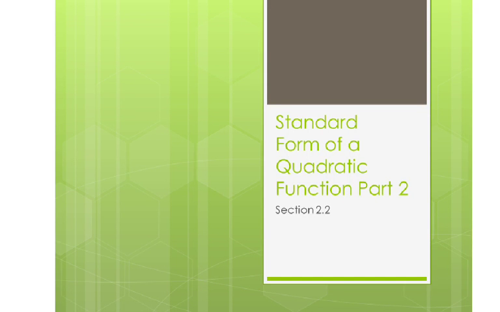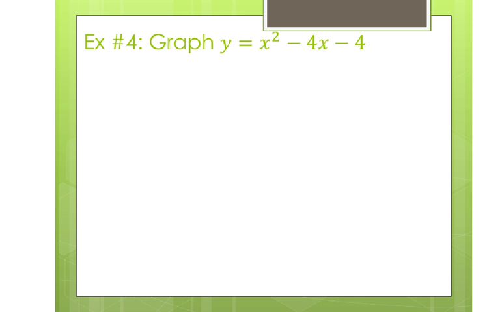So we're going to continue with the second part of the standard form of a quadratic function notes. On example 4 and 5, we're going to look at sketching graphs. Example 4 says we want to graph y equals x squared minus 4x minus 4. Before we can even sketch a graph, the first thing we have to do is find our vertex, which is what we talked about in the last video.